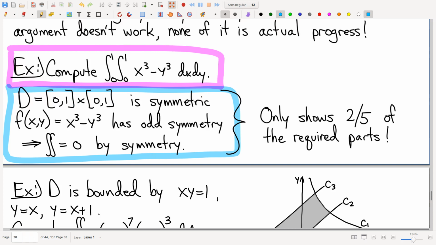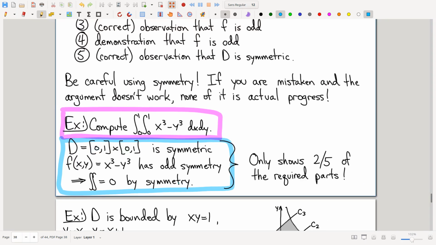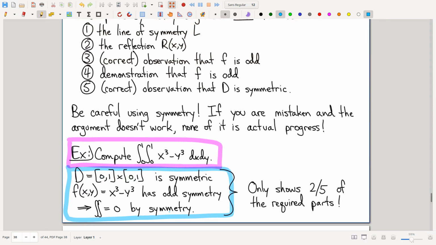The integrand, x cubed minus y cubed, does have an odd symmetry. This also is a true statement. And then you see symmetric domain, odd symmetry, and it's tempting to say the integral is 0 and move along. But now let's very carefully, and again, keeping in mind, it's not about the answer, it's about the argument, ask: is the argument sufficient?